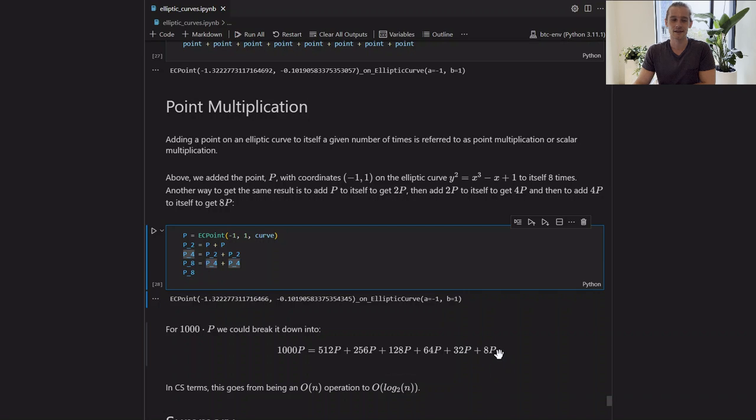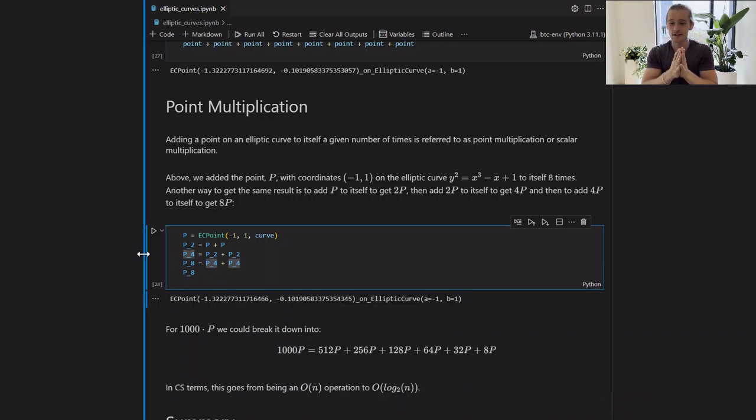astronomically as you take the number of addition or point multiplication that you want to do to larger and larger numbers. In computer science terms, this means that we go from having a big O of n operation to a big O log 2 of n operation, which means that we can do point multiplication with really, really large scalars, like talking trillions and higher orders of magnitude, really efficiently and in milliseconds.